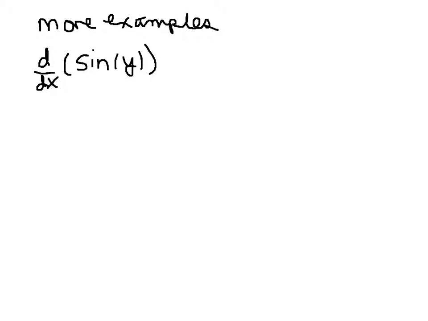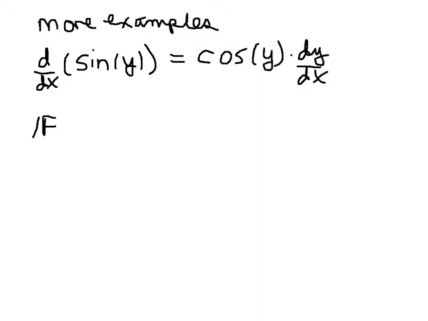So let's look at some more examples. Suppose we're taking the derivative with respect to x of the sine of y. Well, using the chain rule, we know that that's going to be the derivative of the outside function, leave the inside alone, and then you take the derivative of the inside function. And the best I can do with taking the derivative of y with respect to x is write it as dy/dx.